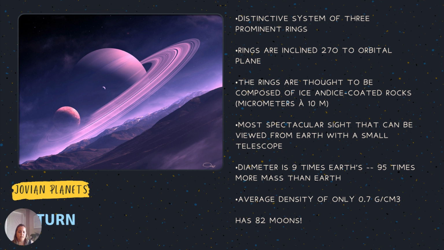The rings are thought to be ice and ice-coated rocks. They can be micrometers in size to up to 10 meters, so a pretty large range of sizes here. The diameter is 9 times Earth's, and it's 95 times more massive than Earth. But the density is even lower than Jupiter's, 0.7 grams per centimeter cubed, and it has 82 moons.